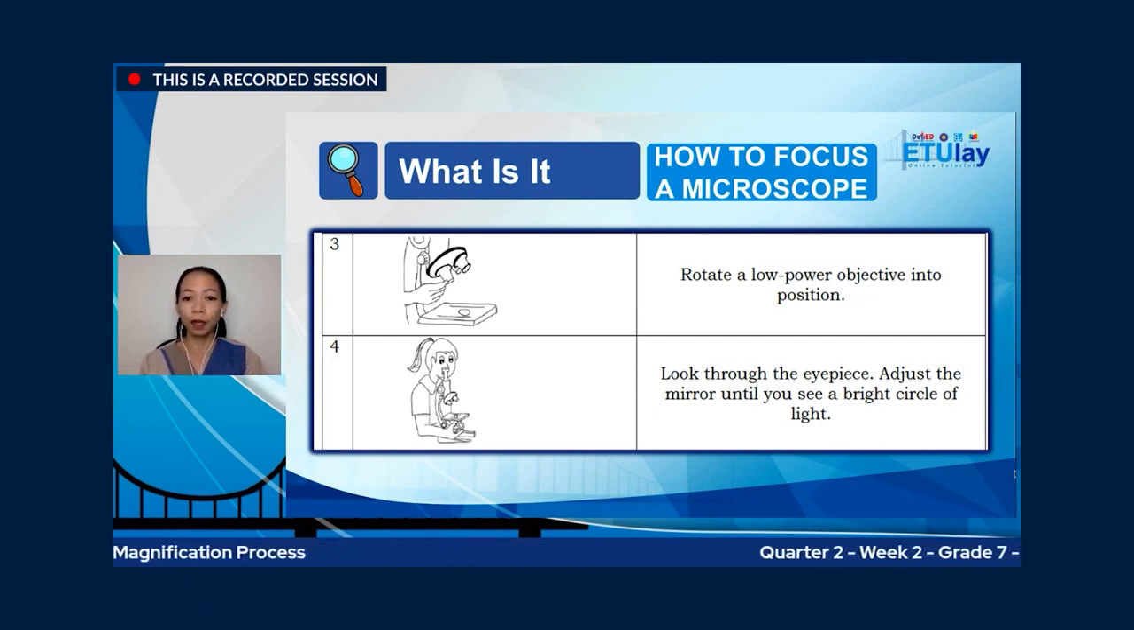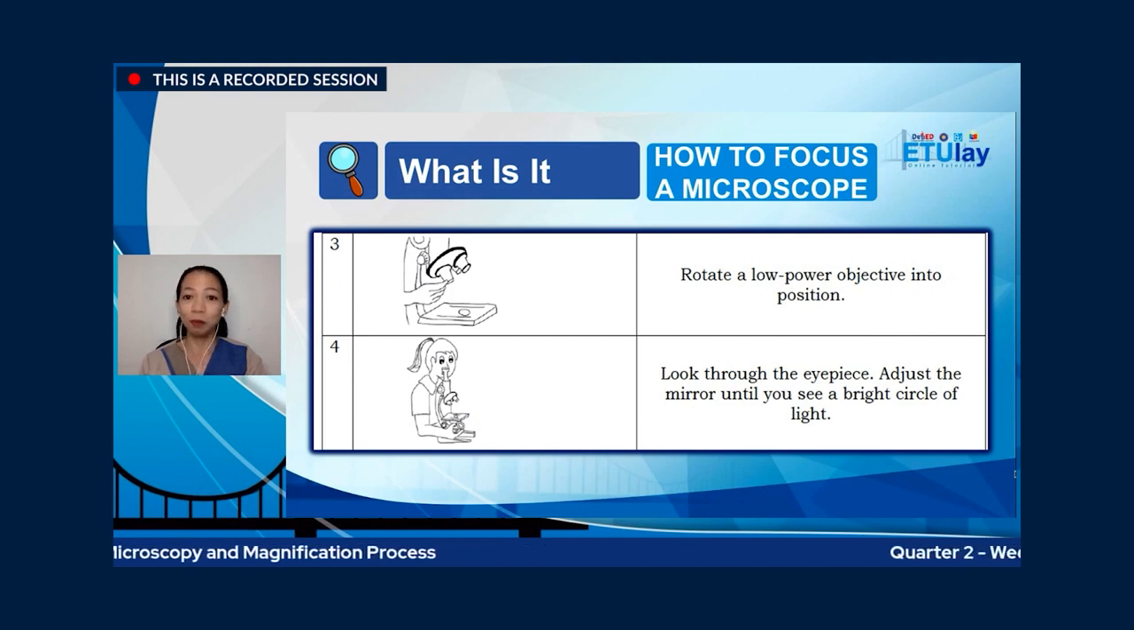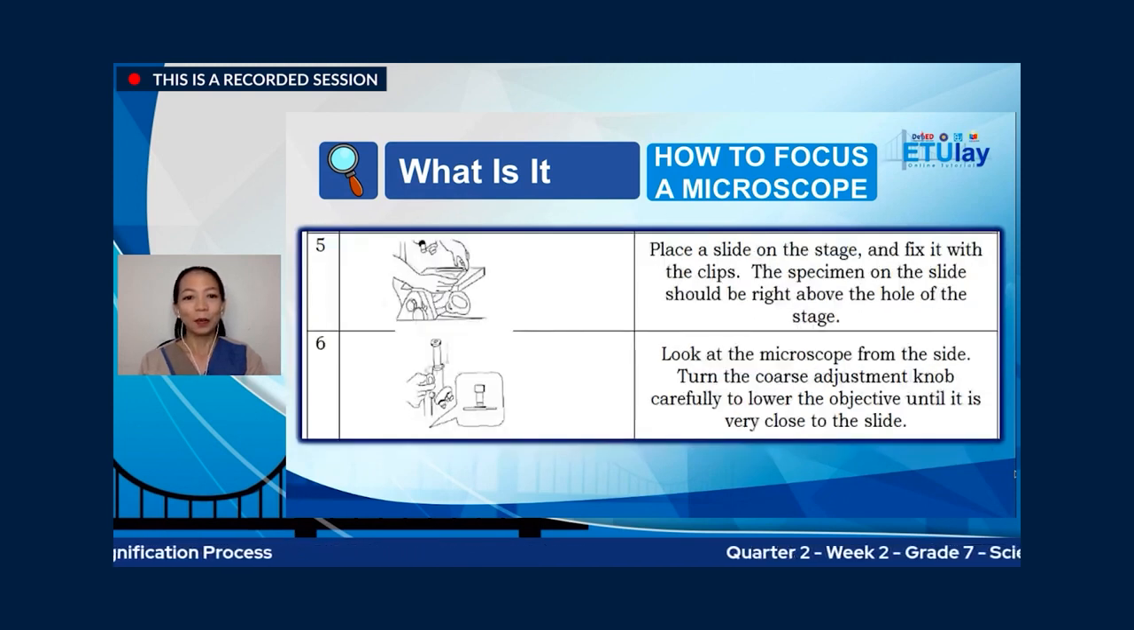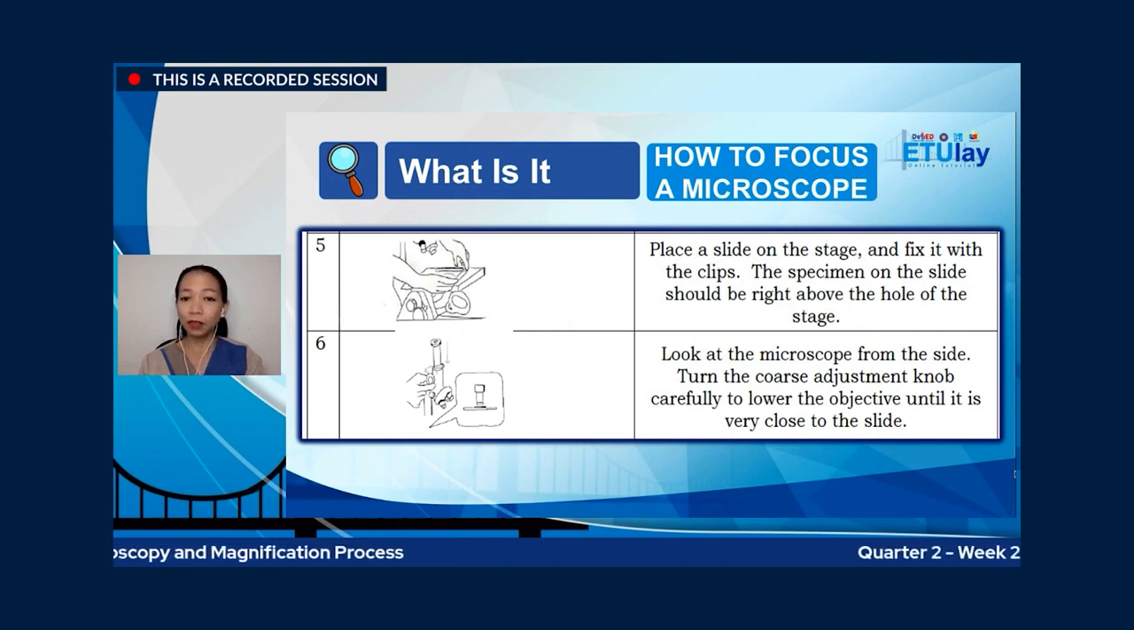Number 4, look through the eyepiece or the ocular lens. Adjust the mirror until you see a bright circle of light. You don't want to scan or focus a specimen with a dark microscope. Number 5, place a slide on the stage and fix it with the clips. The specimen on the slide should be right above the hole of the stage. That allows for light to pass through and will let you see the specimen.